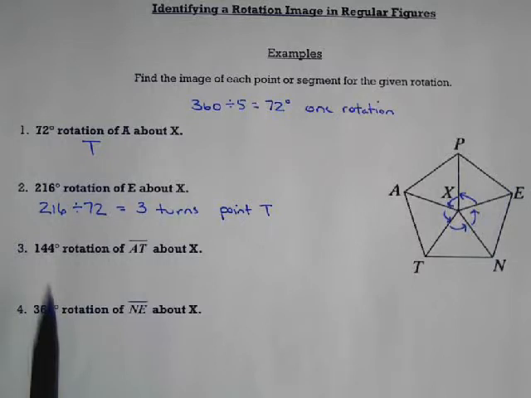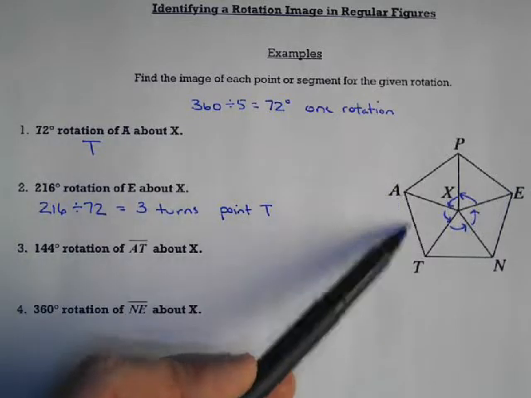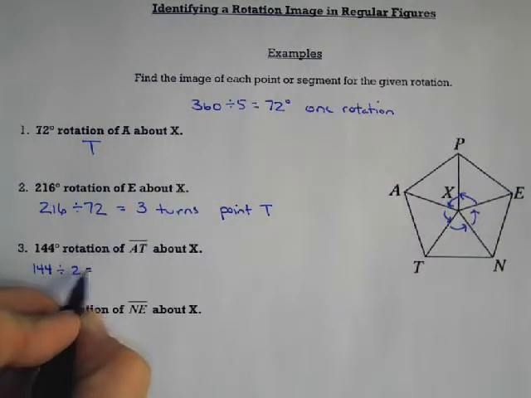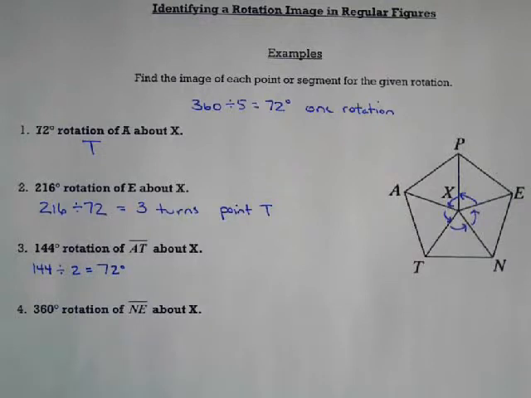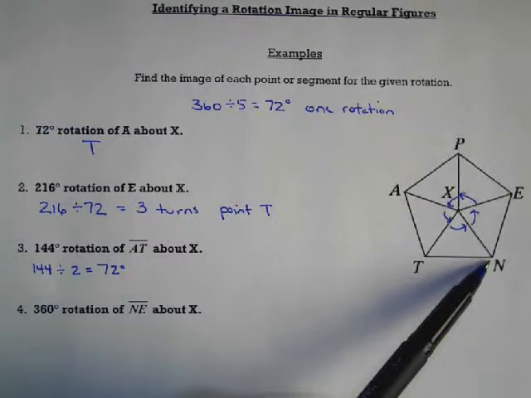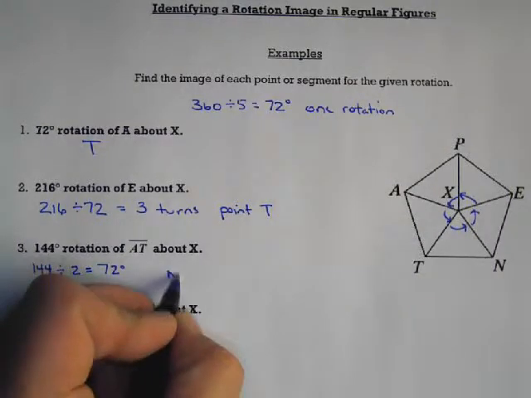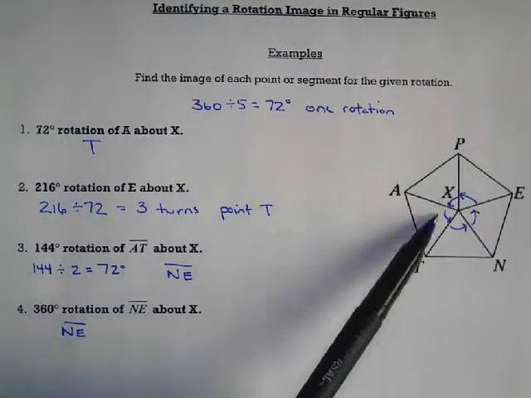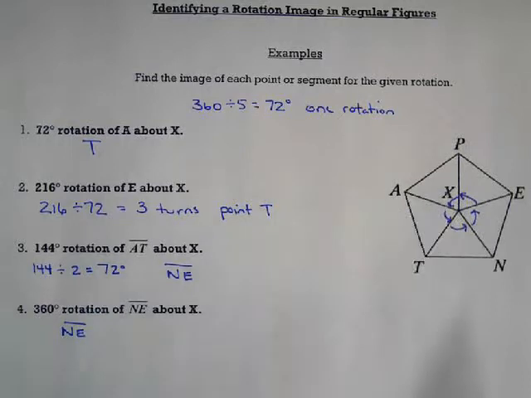Now a 144 degree rotation of segment AT. Again, to find out how many turns, divide by 72. So if we take this, we turn once, it would go to TN, twice would go to NE. So that would be our image. And then a 360 degree rotation of NE would take it right back to NE. So to find the degree of rotation, we take our center point, find out how many possible rotations to get back to the center, and then that will give us our degree of rotation.